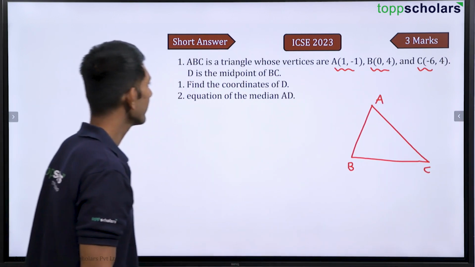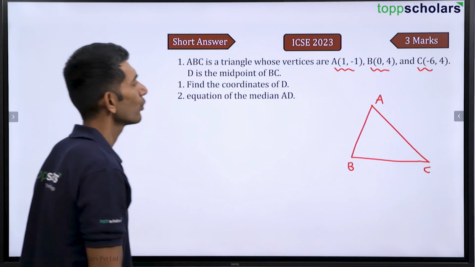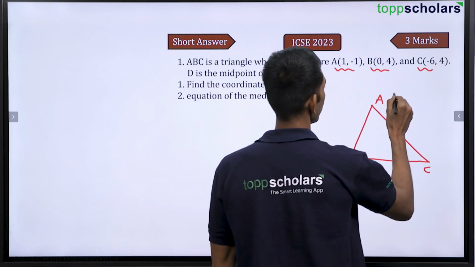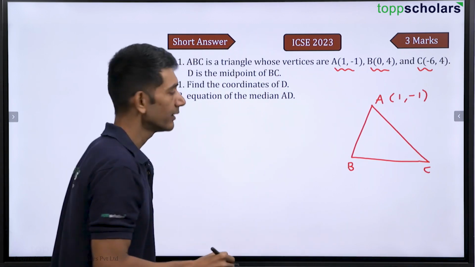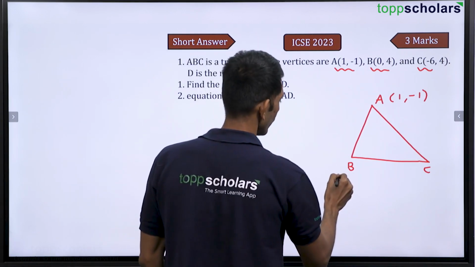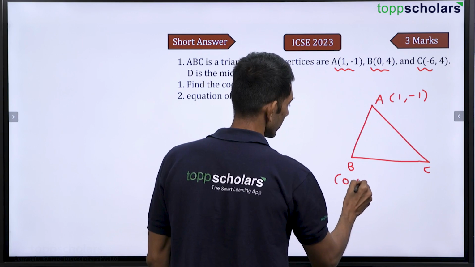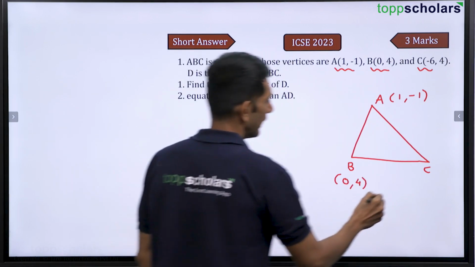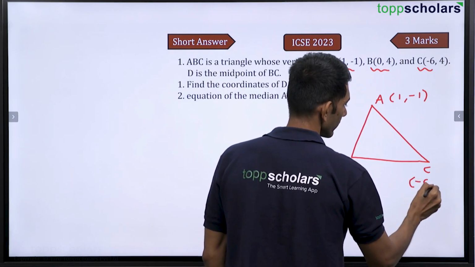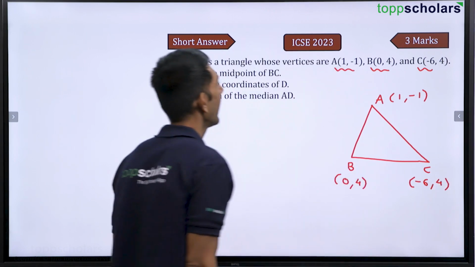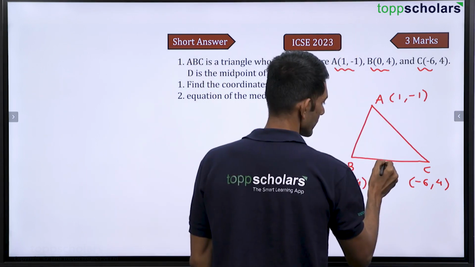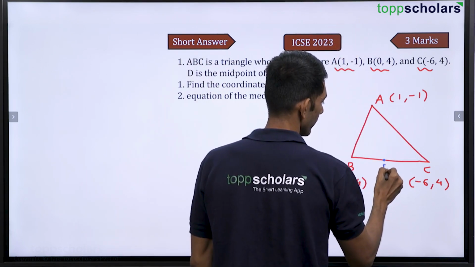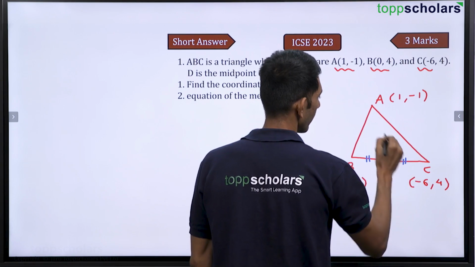And the vertices are given, that is 1, minus 1. This is the latest question asked in ICSE 2023. Then we have 0, 4. And then we have minus 6, 4. And it is given that point D is midpoint of BC.